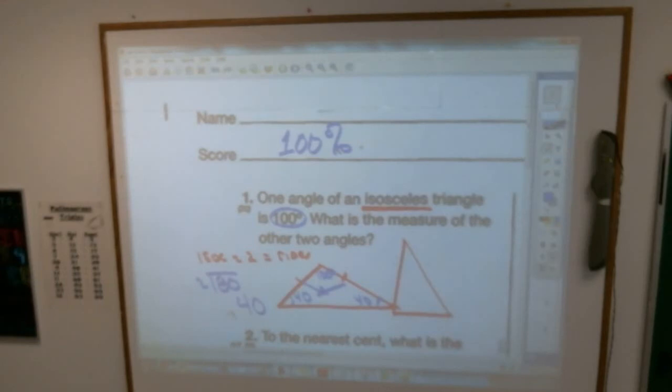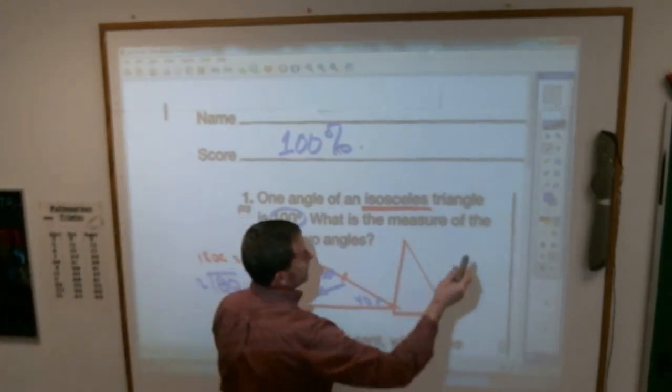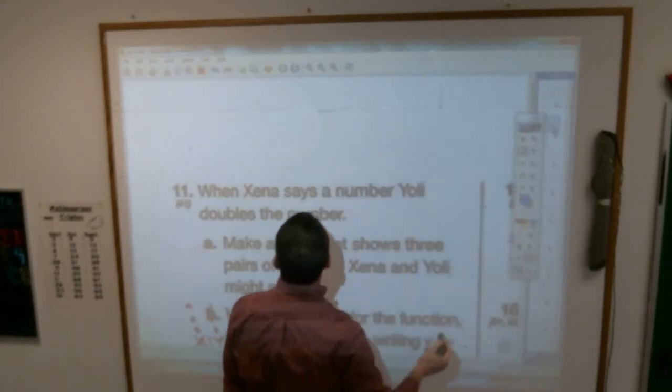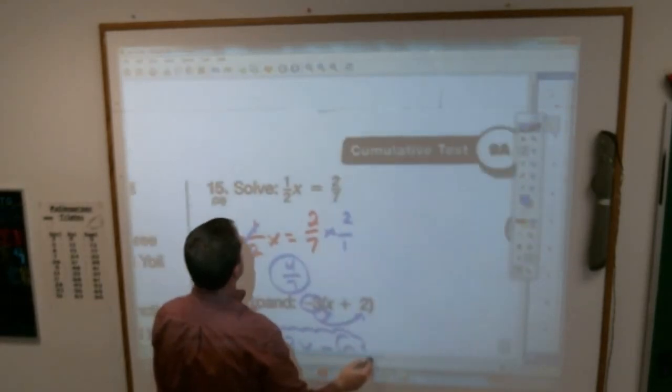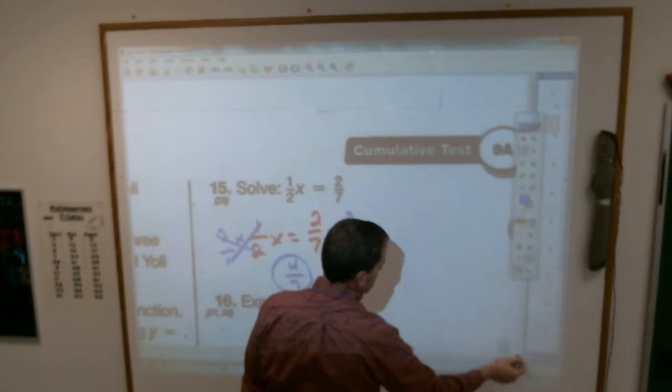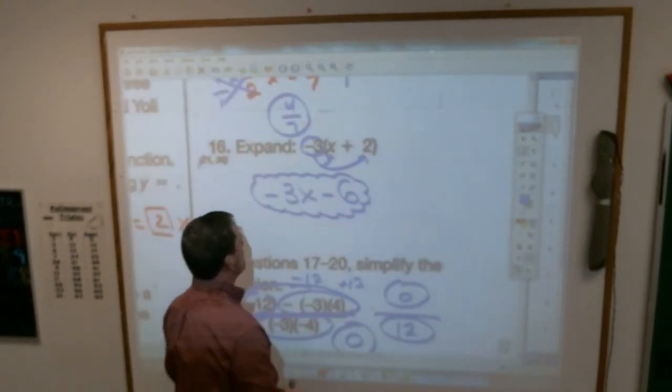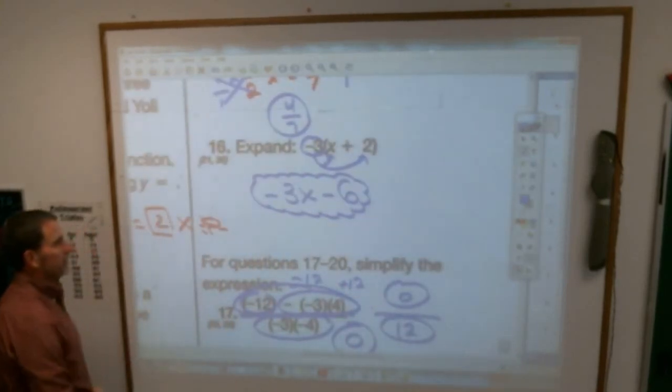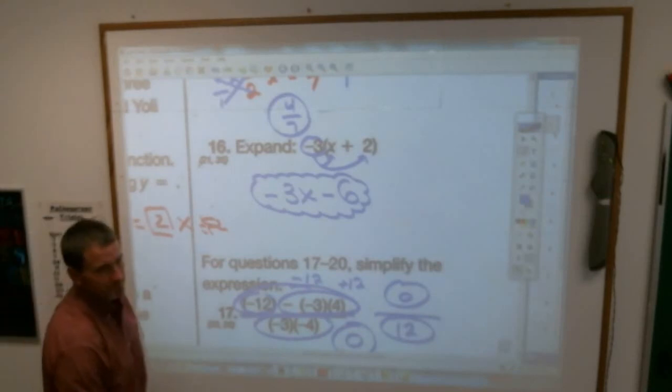You can't think of yourself who can. Nobody has any other ones by the way? Number 16. Don't say we already did it. Somebody said we already did it. Yeah, sorry. That's fine. Somebody said we already did it. Just the distributive property. I'm sorry, which one?